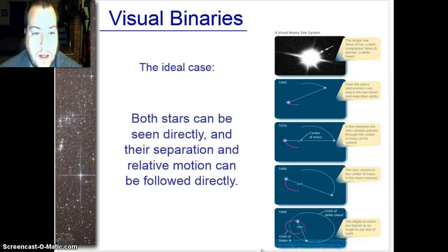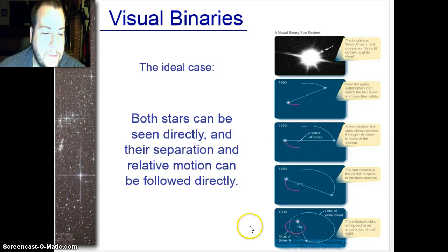A visual binary is a system where you can actually see the two stars, different stars, either through a telescope or with the naked eye. One example of a visual binary is Sirius. We have Sirius A and Sirius B. Sirius A is the larger star, Sirius B is the smaller star. And with the telescope you can actually see that there are two different stars. This bright star, Sirius A right here, has a faint companion, the small one, Sirius B, which is a white dwarf. So both stars can be seen directly.